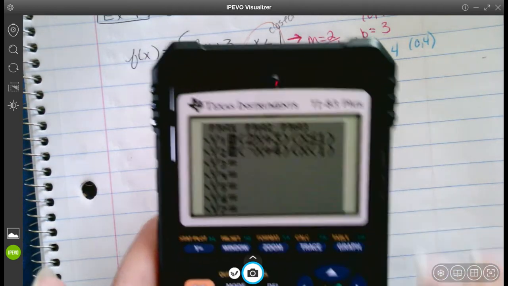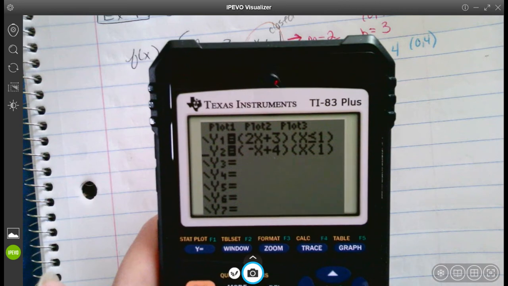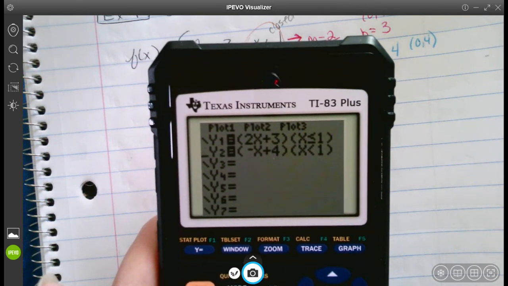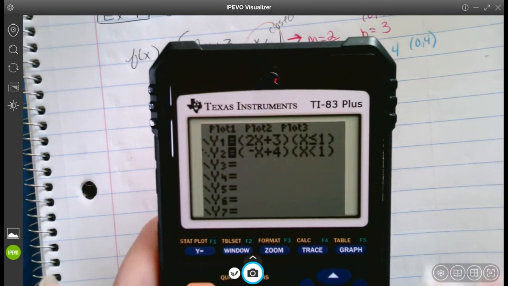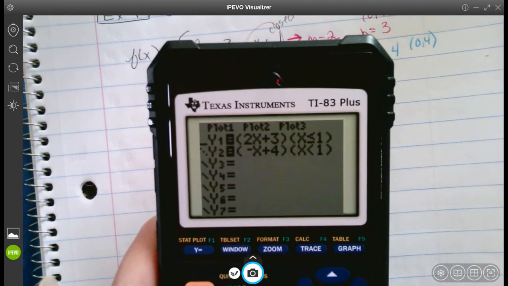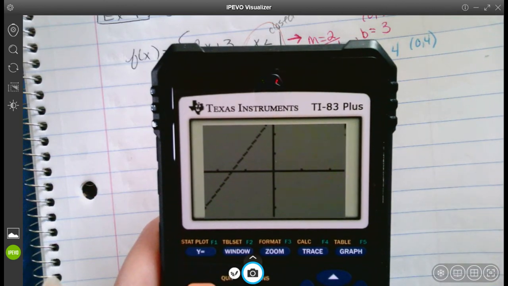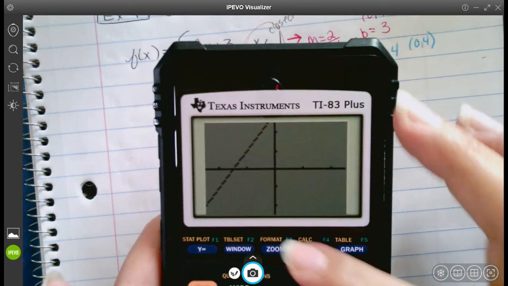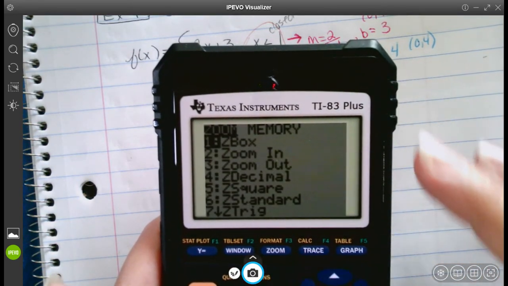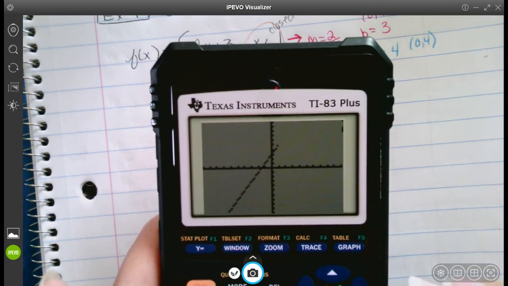Did it go? I'm not even sure if it went. I don't think it did. Okay. So there's that one. And then I'm going to do the other one. And then we're going to graph it. This little thing you saw over here, that was because it was loading. I'm going to put the zoom back to normal. So that's number 6, standard. And that will show our entire graph.